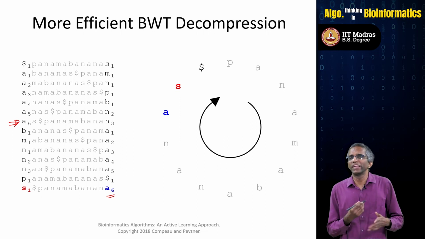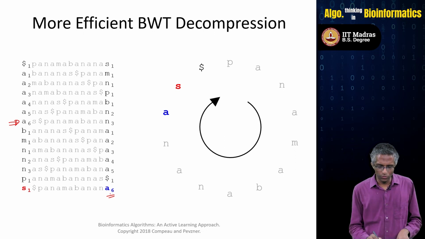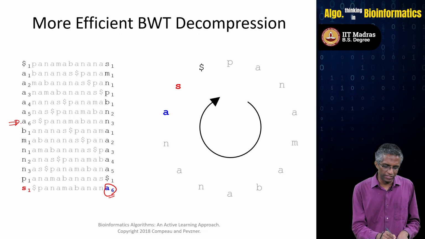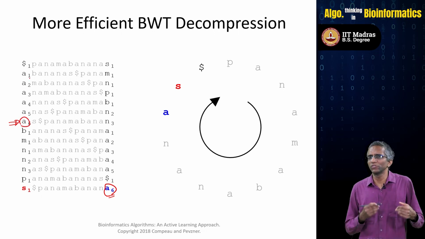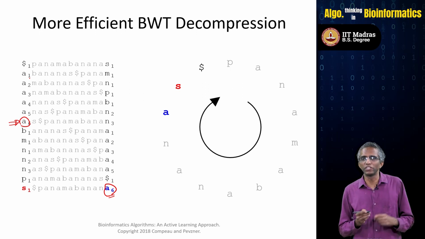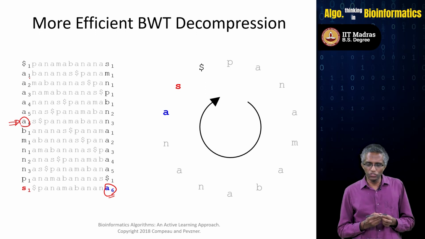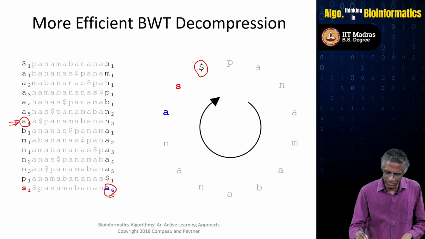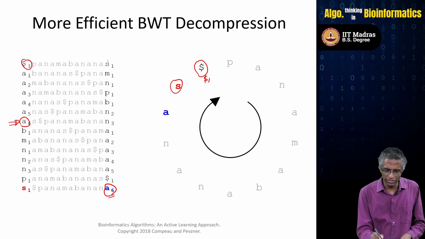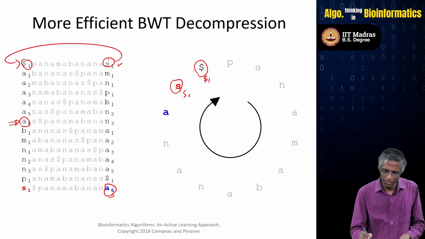So that will make this procedure much faster, because otherwise, if I don't know that this A corresponds to this A, then I'll have to try all possible A's, right? And I have to do something to figure out which A it is. But this first-last property will ensure that once I start with this $1, then I go back by cyclic rotation to this S1, and then I go back to this A6. This is my A6.